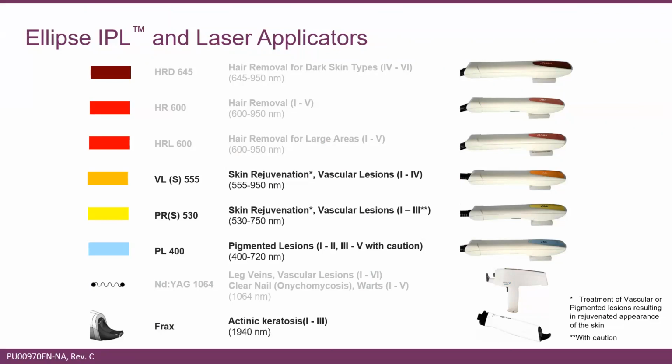Now, a word of caution with the PL 400, because the wavelength starts at the 400 nanometer range, this will have a much stronger and more superficial absorption into the melanin. So you have to be very careful when you're treating darker skin with this particular handpiece. It's primarily used in a lot of clinics to treat acne with the addition of photodynamic therapy. The commonest handpieces used with our Nautilus system for pigments are the VL555 and the PR530.